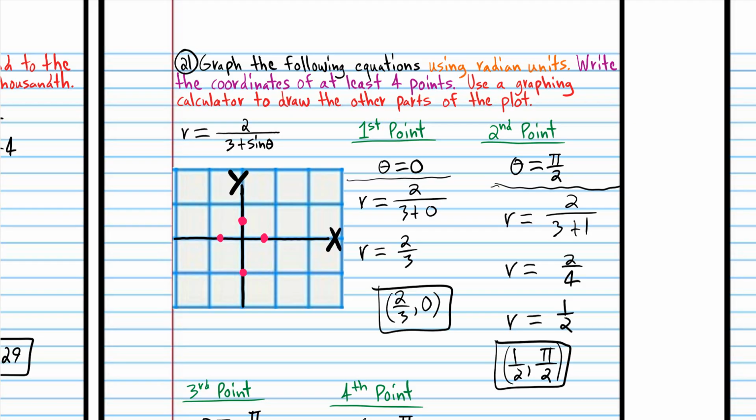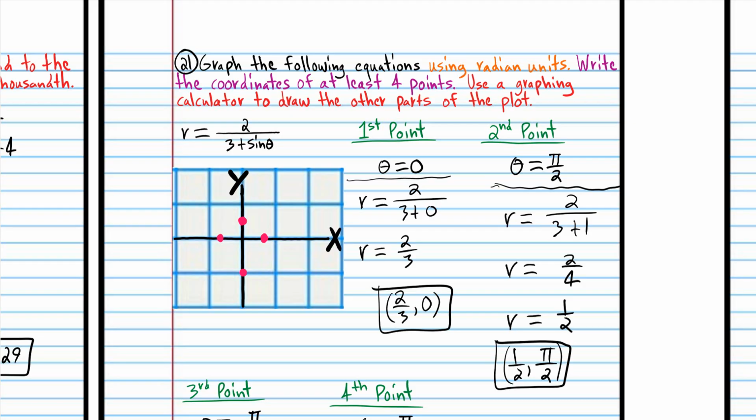And again, you want to press the mode button and make sure you're in polar mode. See, it says function, parametric, polar, POL, polar. And you want your angles to be in radian units. Now push the y equals button. Enter this function into your calculator.